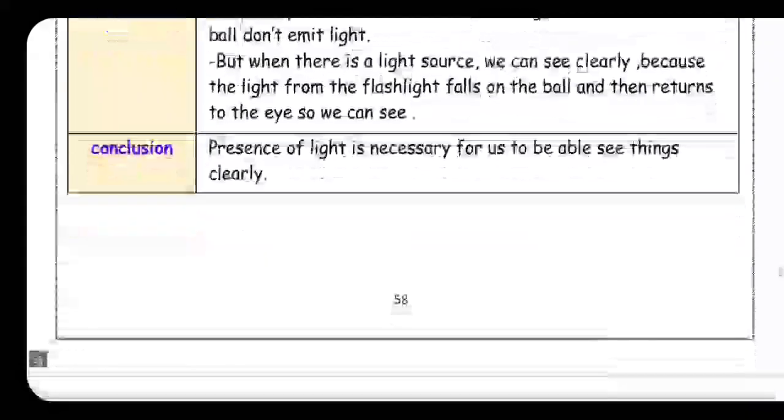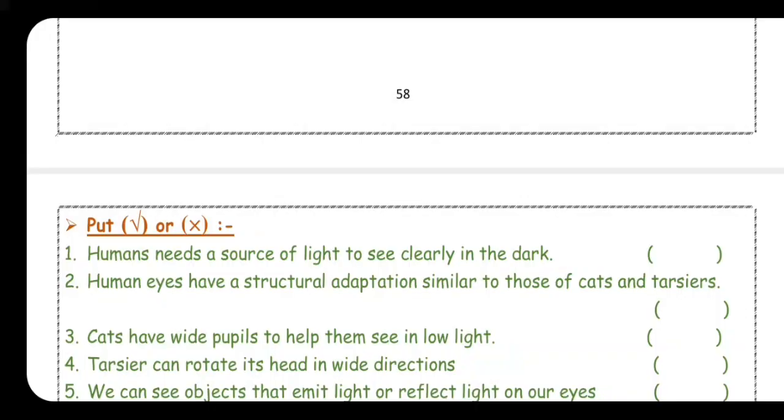Okay, Junior 4? Let's solve the exercise together. Number 1, put right or wrong.